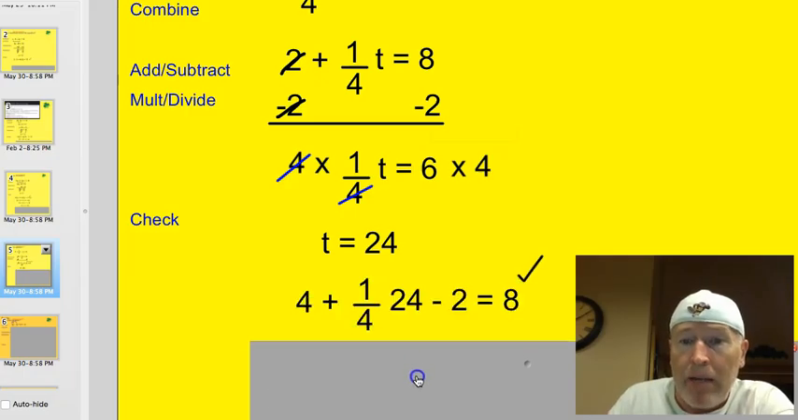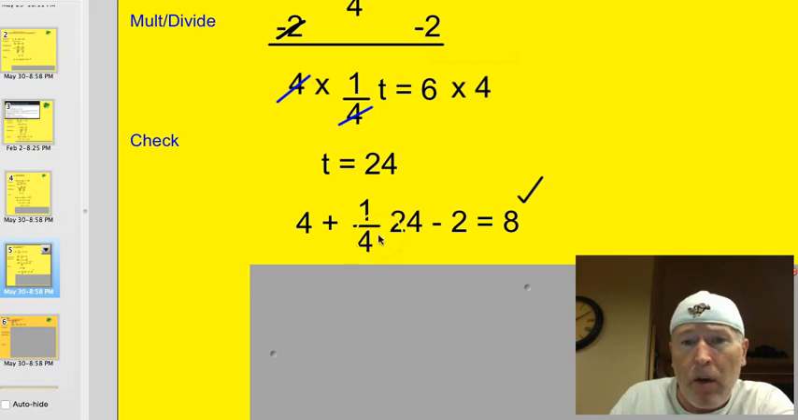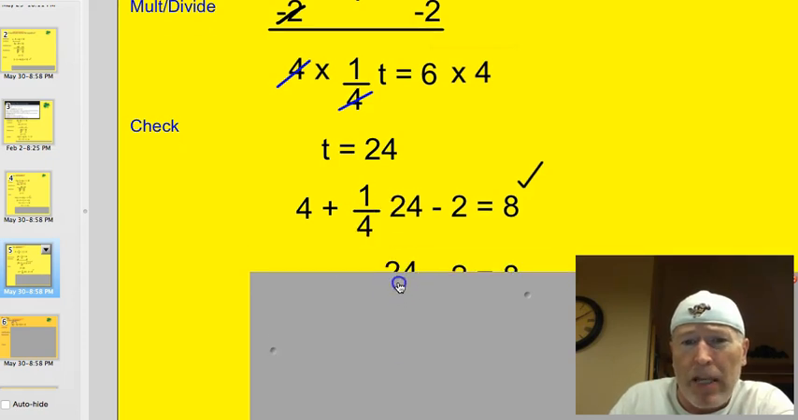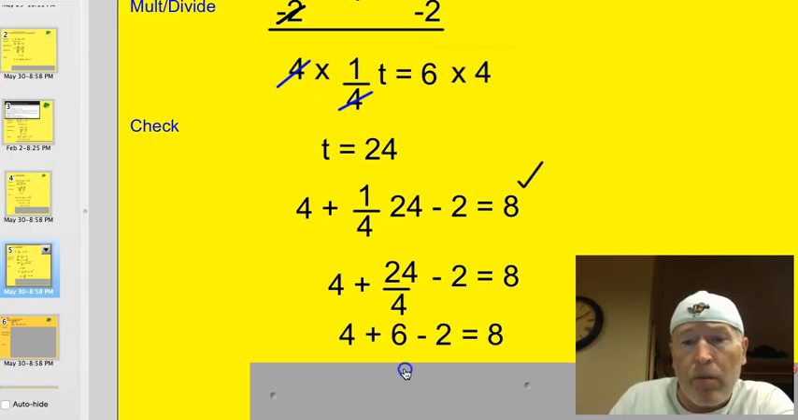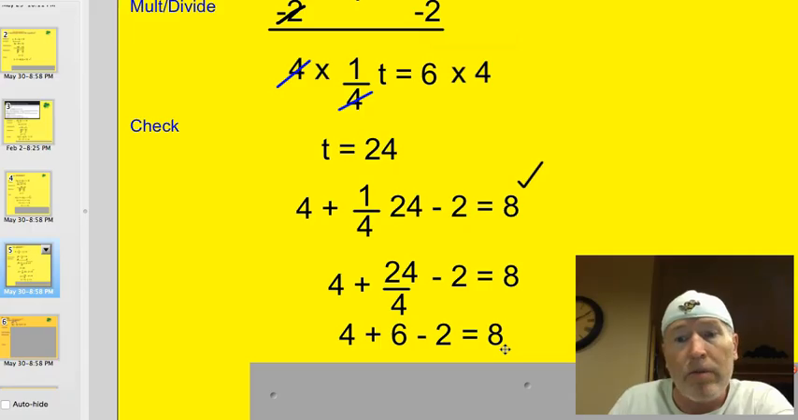I can pop that into my equation. Pop it into 24, and really 1/4 of 24, that's the same as 24 divided by 4, because I can just multiply across. So 24 divided by 4 is 6. When I simplify that, I have 4 plus 6, which is 10, minus 2 is 8. And we've solved another one.